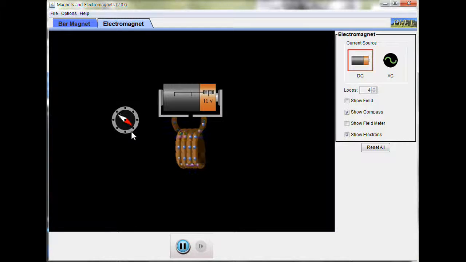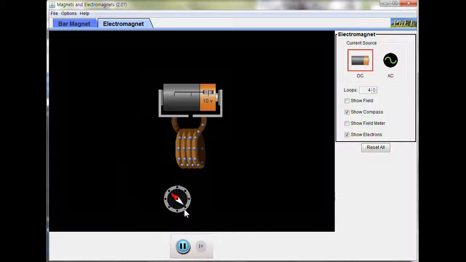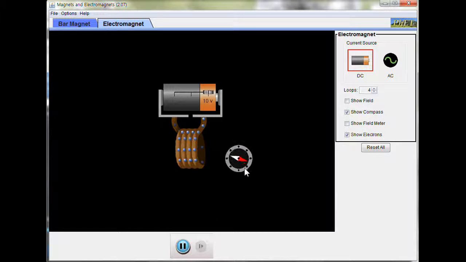If you move this compass around this coil, then you can see how the magnetic field is going. So here you get the idea. The magnetic field follows the red part of this compass, so it goes around like this. And on the other side, it's the same thing. The magnetic field goes around like this and comes back here. Which means that this part works like a north pole of the bar magnet, and this part works like a south pole of the bar magnet, right?